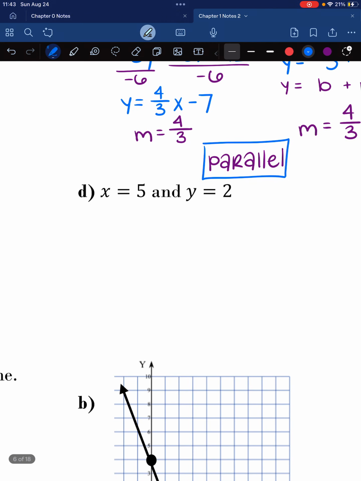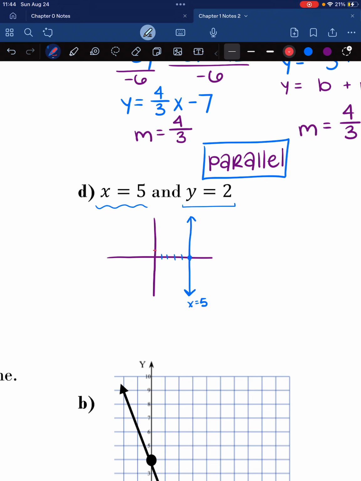Okie dokie. This one's interesting. My motive this whole time has been, let's get the y all by itself. And the y is all by itself here, but there's no y in this problem. So a good strategy when you're stuck is maybe let's think of this graphically. Okay, so here's a graph. X equals 5: 1, 2, 3, 4, 5. I put a dot there, and maybe that reminds me, oh yeah, this is my vertical line. So this is the line x equals 5.